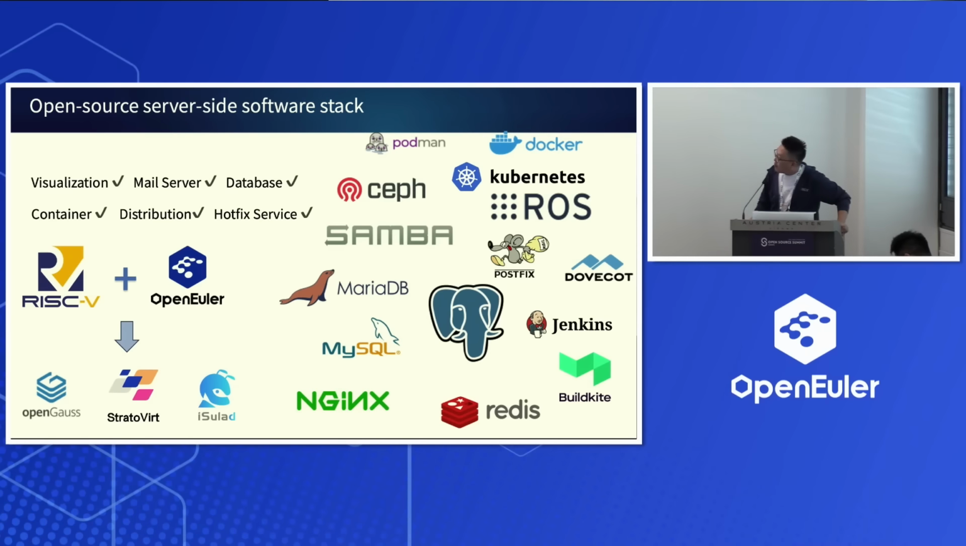We only put some, like iOS. The iOS project is already working on Ubuntu. We just port it to openEuler and make it work.